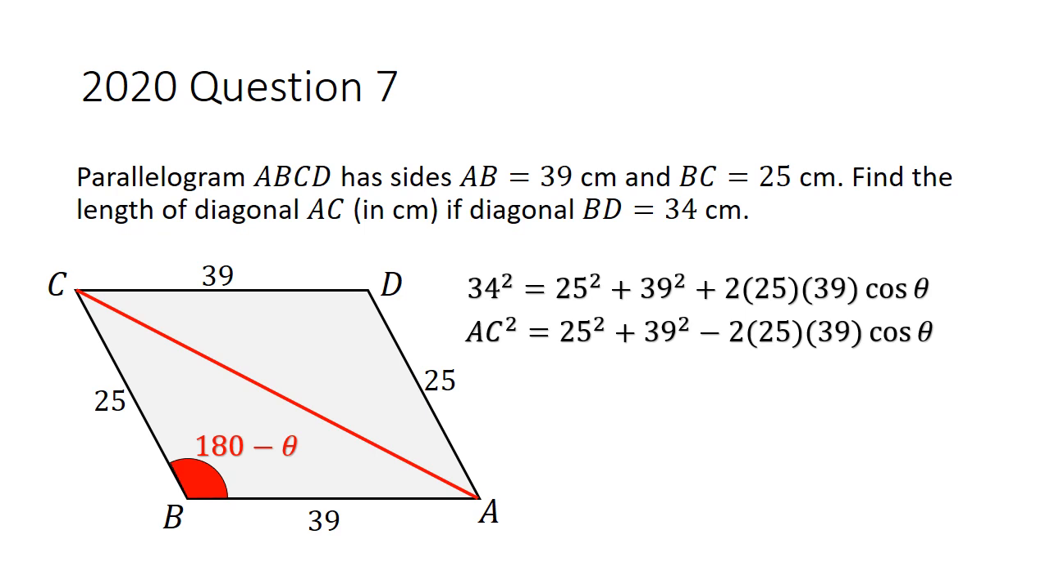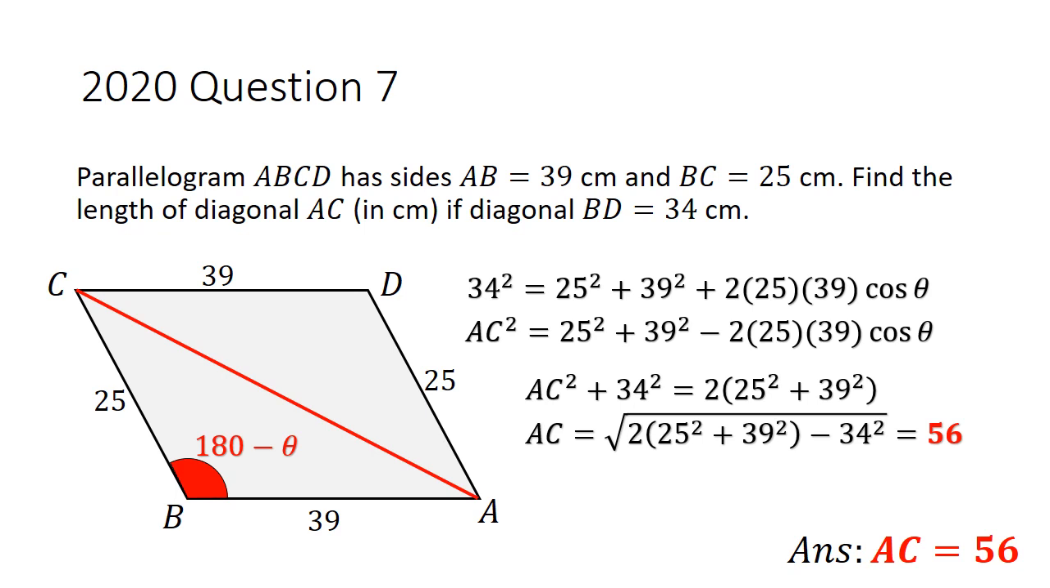By adding both sides together, the left side will give me AC squared plus 34 squared, and the right side would be 2 times 25 squared plus 39 squared. So bringing the 34 squared over to the right-hand side, I'll get AC equals the square root of the whole thing, which is 2 times 25 squared plus 39 squared minus 34 squared, which is just 56. So that's our final answer.